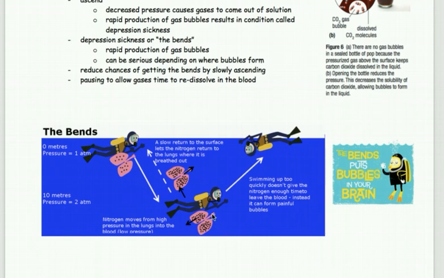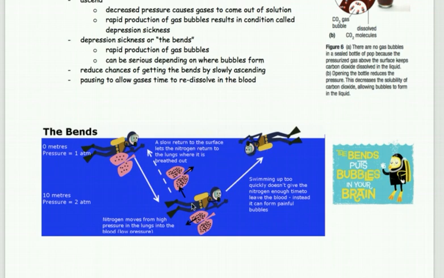Okay, so what happens if you go from a deep dive and then just suddenly go right up to the top? You're going to find that the nitrogen doesn't have time to come out of your blood back into your lungs. What will happen instead is that it'll come out in your blood as a gas, or it could be in your tissues. If the blood was near the tissues, it might become a gas in your tissues. So this whole process means that you end up getting decompression sickness, because you have this nitrogen where it's not supposed to be in your body.